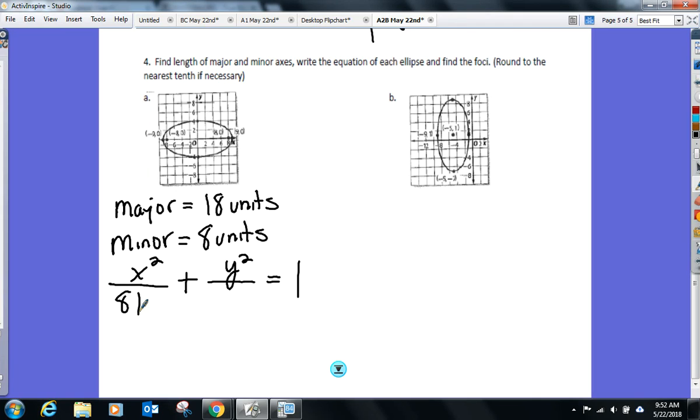No. Look, I'm going on the x-axis, right? Going on the x-axis. On the y, from the center to one vertex, what distance? 4, square it.